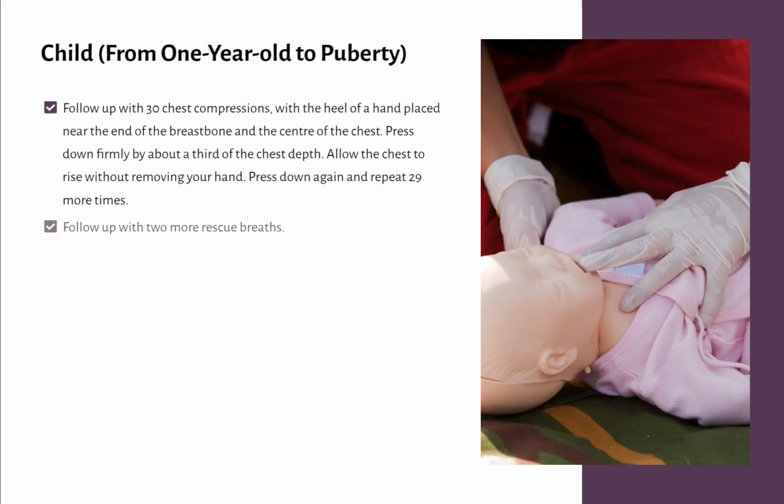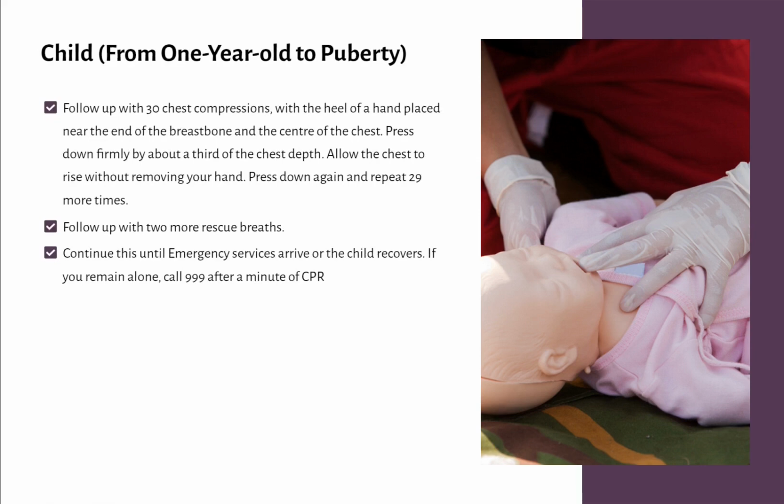Follow up with 30 chest compressions with the heel of a hand placed near the end of the breastbone and the center of the chest. Press down firmly by about 1/3 of the chest depth. Allow the chest to rise without removing your hand. Press down again and repeat 29 more times.